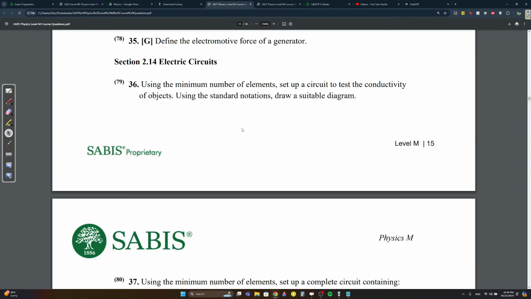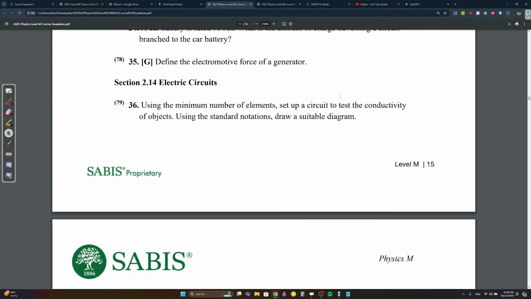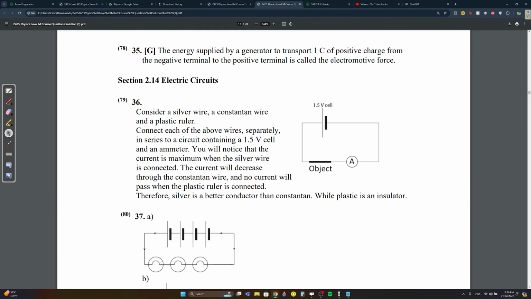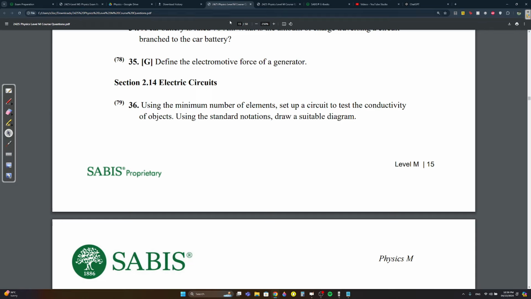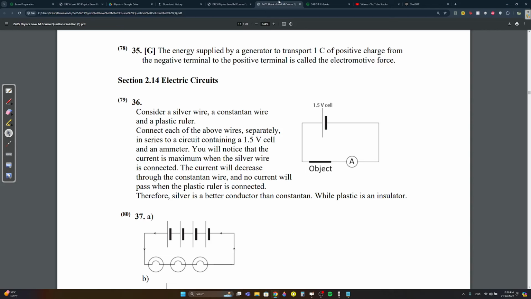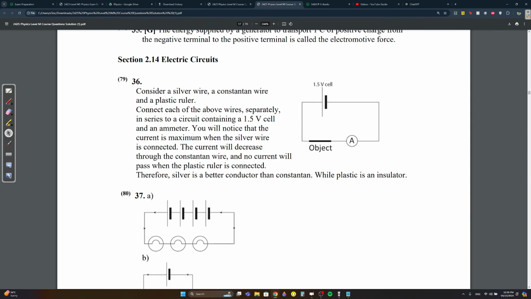Using the minimum number of elements, set up a circuit to test the conductivity of objects. Use standard notation, draw a suitable diagram. We want to use the minimum number of objects to test the conductivity of an object. Use standard notation. Consider a silver wire, a Constantan wire, and a plastic ruler.